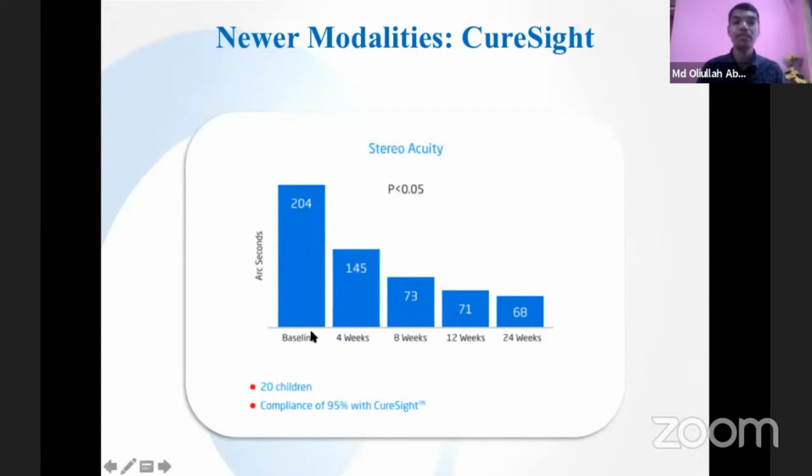But what makes it a revolutionary change is the compliance rate. See, 95% of children adhered to the protocol, and that's the key to success. Even in patching, if you increase the compliance, your success rate automatically goes up. Only 20 patients' data has been presented, and acuity improved, as I told you, from 6/15 to 6/9, with stereopsis from a baseline of 204 seconds of arc to 68 seconds of arc, but it does not show any data on patients who already had suppression.